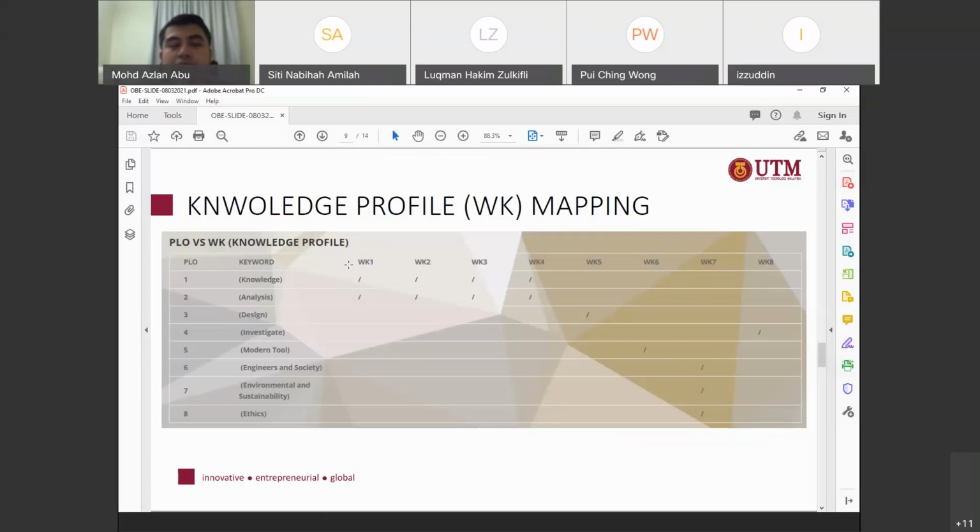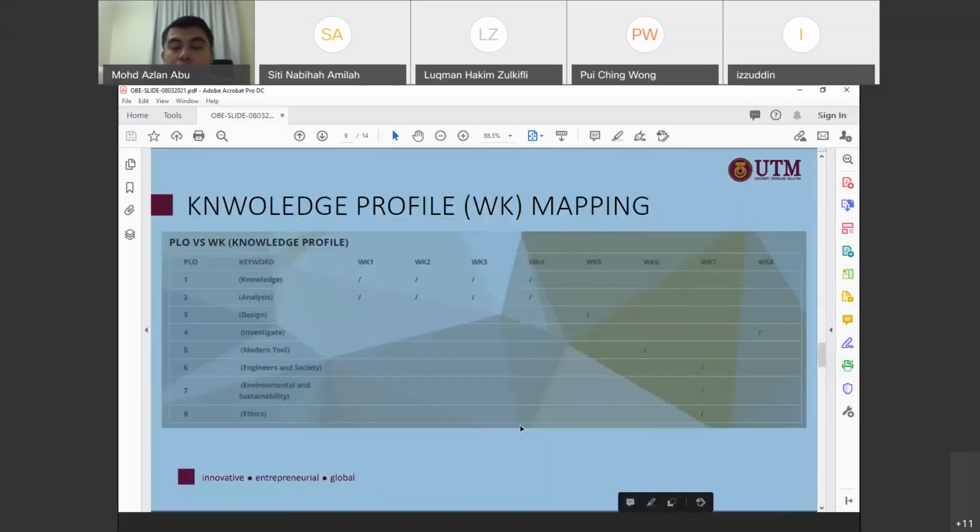Under the IEA, they also map with the knowledge profile, WK, where you map PLO1 to 8 with the knowledge profile. For example, PLO1 and 2 of UTM are mapped to knowledge profile number 1, and also knowledge profile 2, 3, and 4. I will explain what the knowledge profiles are after this. PLO3 is mapped into knowledge profile 5. PLO4 is mapped into knowledge profile 8. PLO5 is mapped into knowledge profile 6, and PLO6, 7, and 8 are mapped into WK7, or knowledge profile number 7.